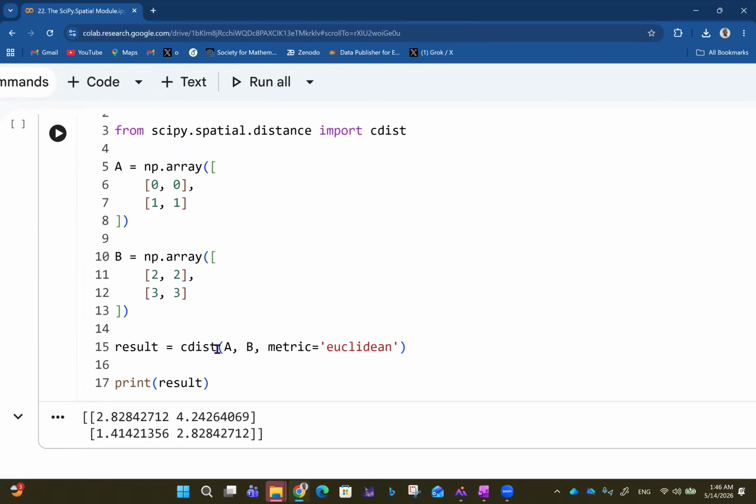So the result is now cdist, the cross distance between A and B, and the metric is Euclidean, and you have 2.82. It's looking like 2 root 2. 2.82 should be 2 root 2. Yeah, and you have 4.24. So you see that the first row is like twice the second row.